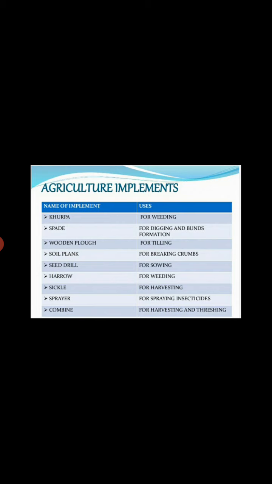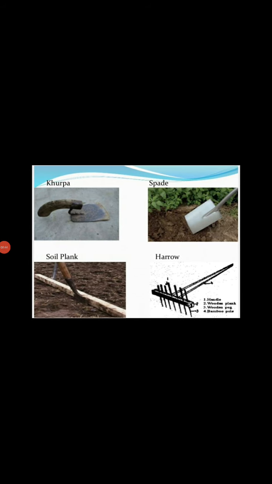These are some agricultural tools that are used in the various agricultural practices. So you can see the tools also: khurpa, spade, and soil plank you can see over there, and harrow also.